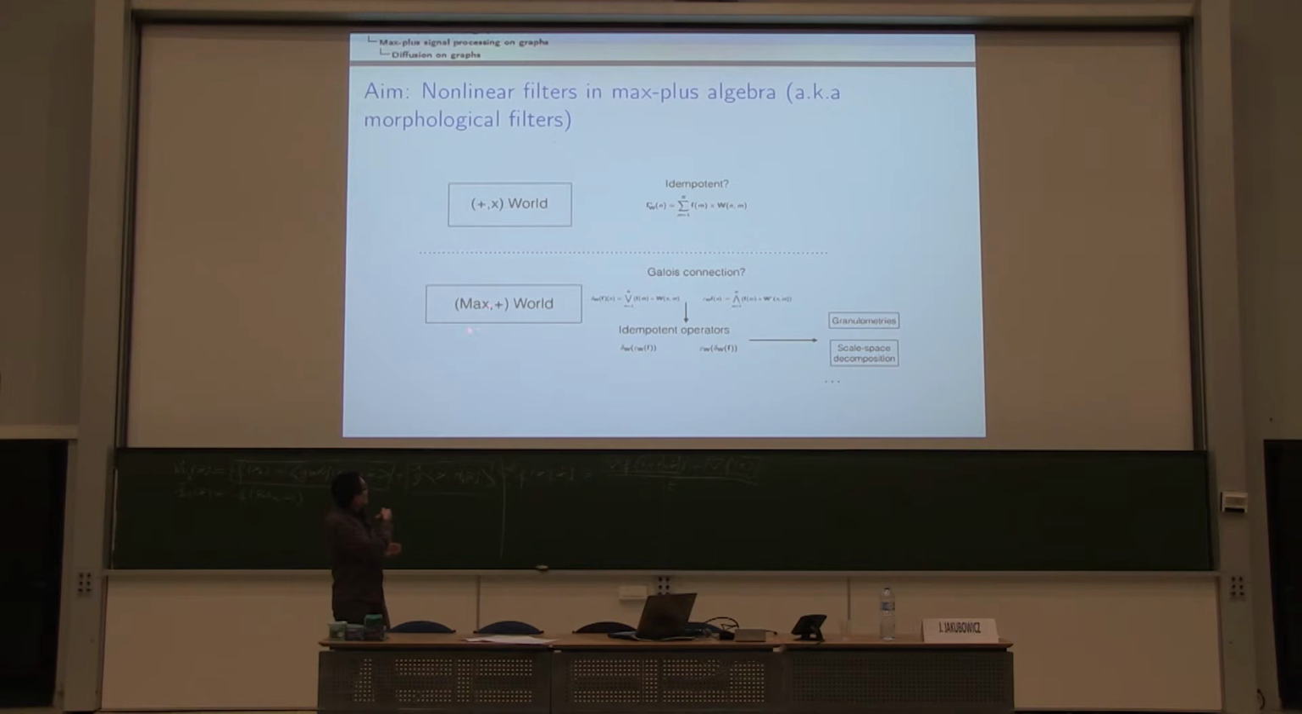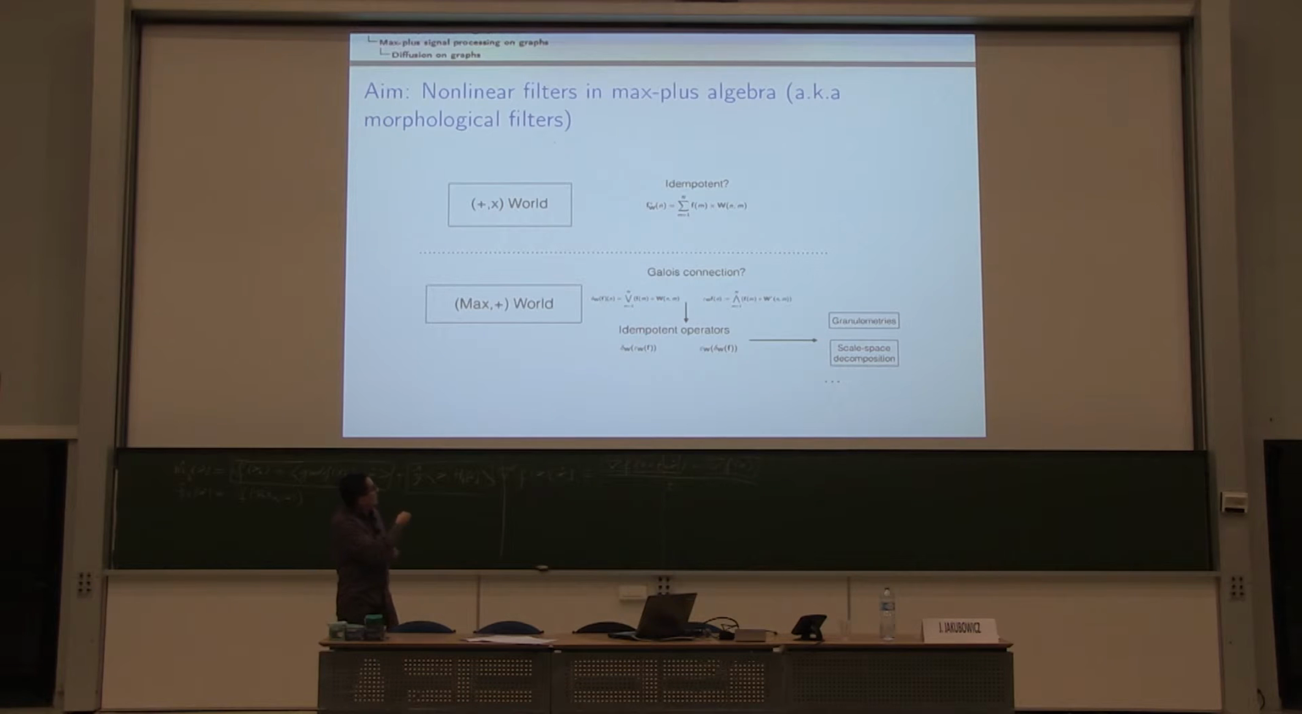So in the world of max plus algebra, we don't have only one convolution. We have two. One takes the max plus over the neighborhood, which is the same, changing the addition for the max and the times for the addition.